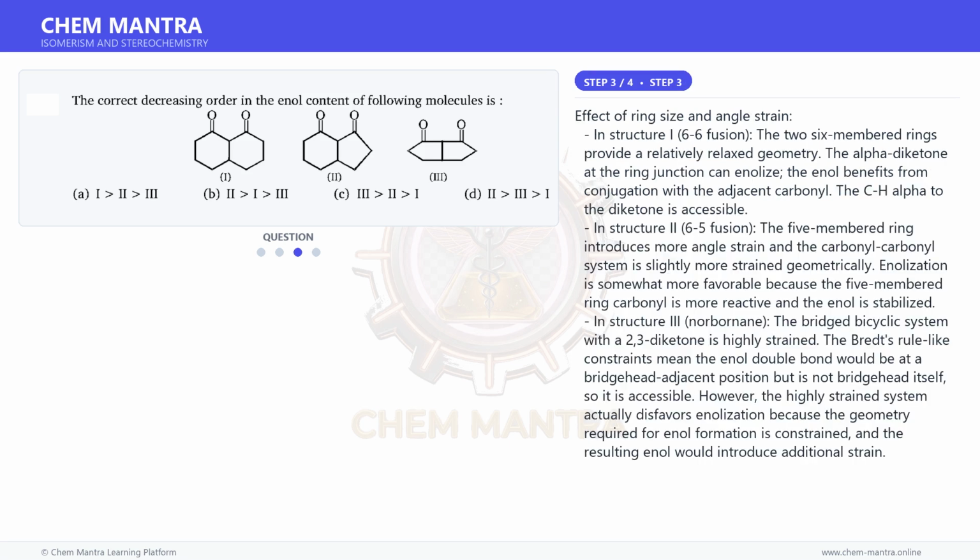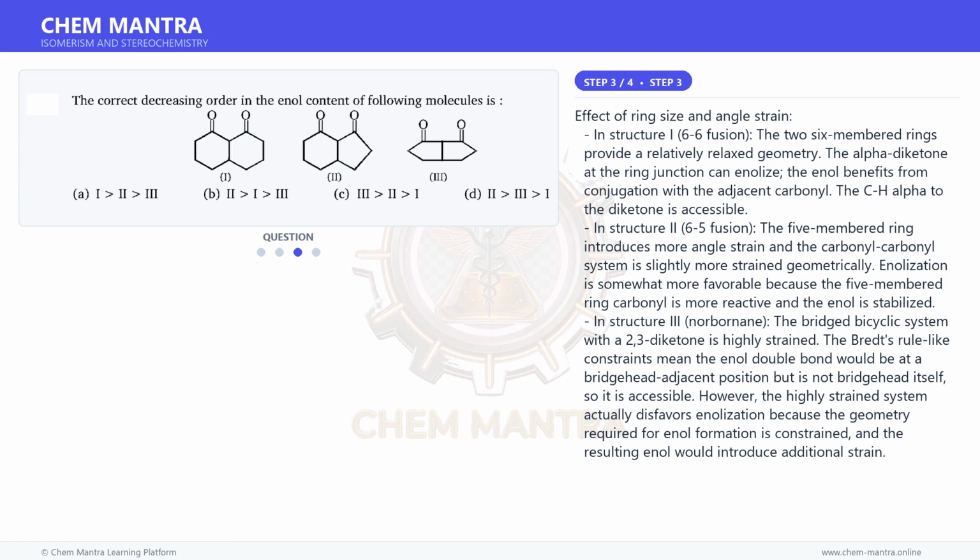Moving on to the next step. Effect of ring size and angle strain. In structure I, 6-6 fusion, the two 6-membered rings provide a relatively relaxed geometry. The alpha diketone at the ring junction can enolize. The enol benefits from conjugation with the adjacent carbonyl. The CH alpha to the diketone is accessible.